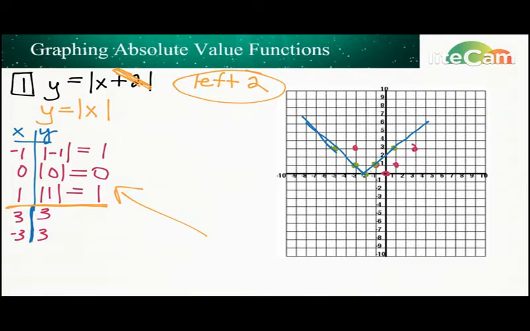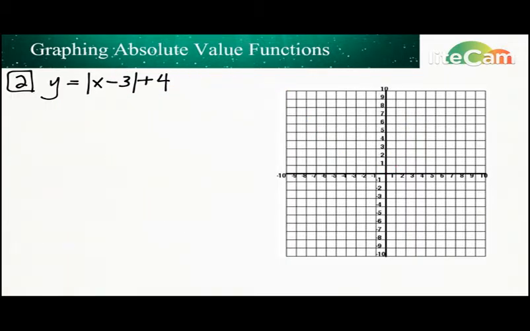Okay, so let's try number 2. So you can probably do this one on your own. Go ahead and stop the video, but I'm going to work it out for you too. This is the same type of problem where we're going to take out the translation and just plug in -1, 0, 1. So what I like to do is say, okay, in the end, I'm going to move it right 3 and then up 4.